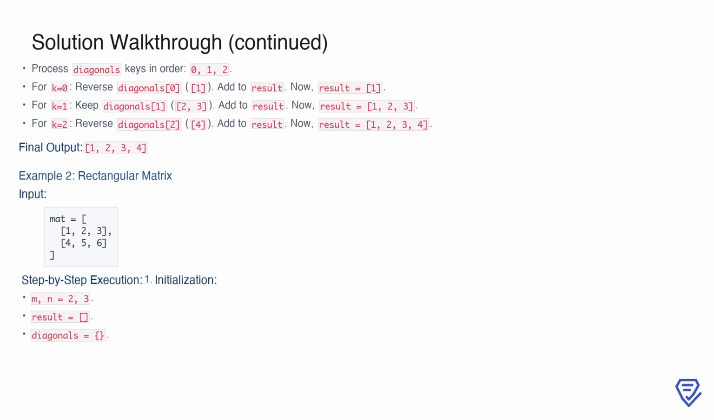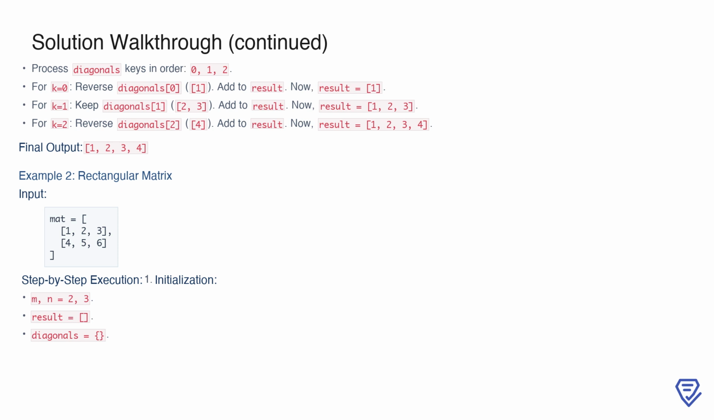Now that we have grouped the elements by their diagonal indices, we process the diagonals in the order of their keys. For key k equals 0, the diagonal contains 1, which we reverse and append to the result list. Since it's a single element, the result becomes 1. For key k equals 1, the diagonal 2, 3 is kept as it is and added to the result, updating it to 1, 2, 3. Finally, for key k equals 2, the diagonal 4 is reversed and appended to the result, which doesn't change its order since it's a single element. The final result is 1, 2, 3, 4. This matches our expected output for the 2 by 2 matrix.